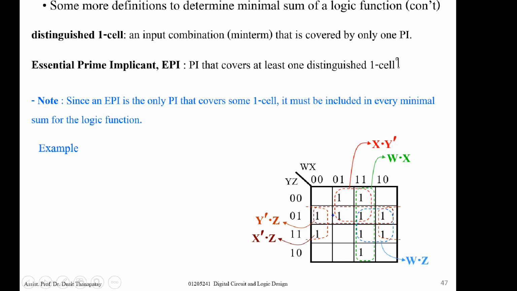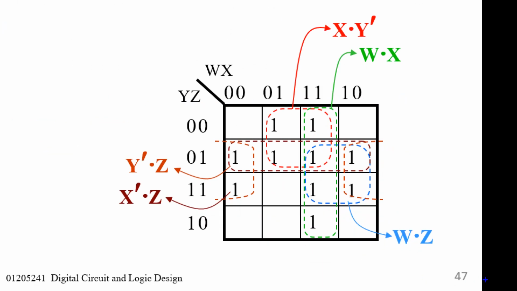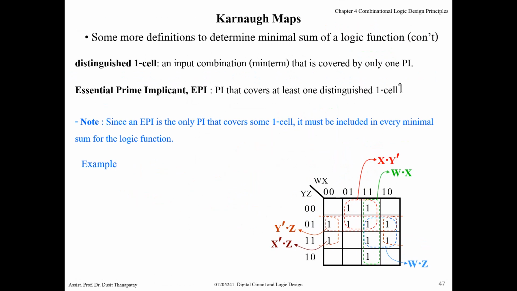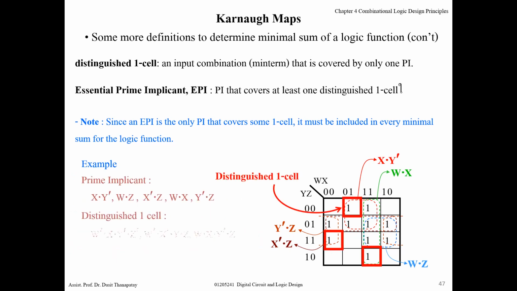So from this example, how many distinguished one cells? One? Only one? Two? Only two? Three, right? Three distinguished one cells. This one, and this one. Okay, now you know some definitions.